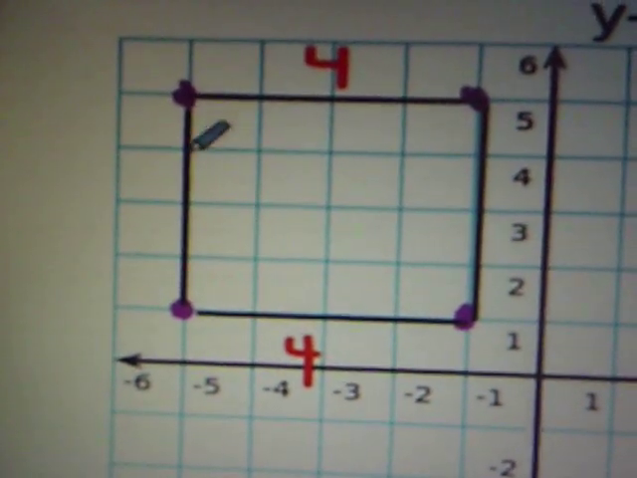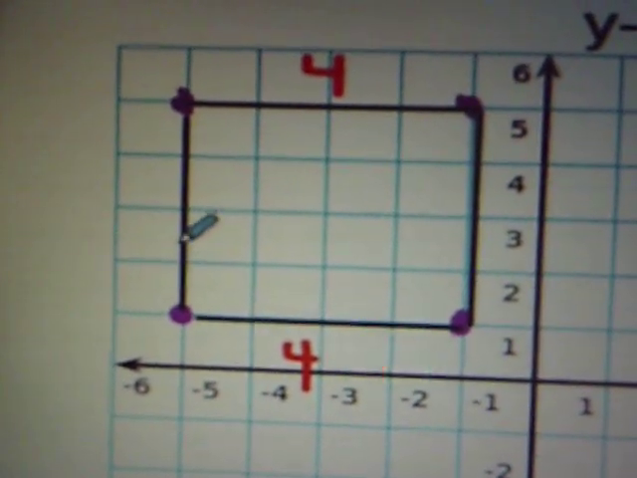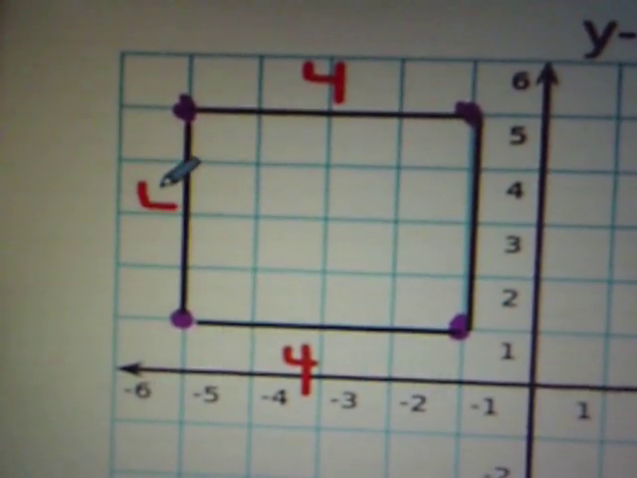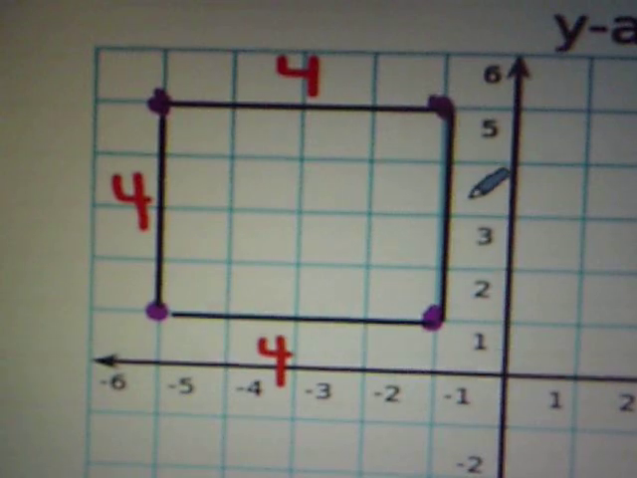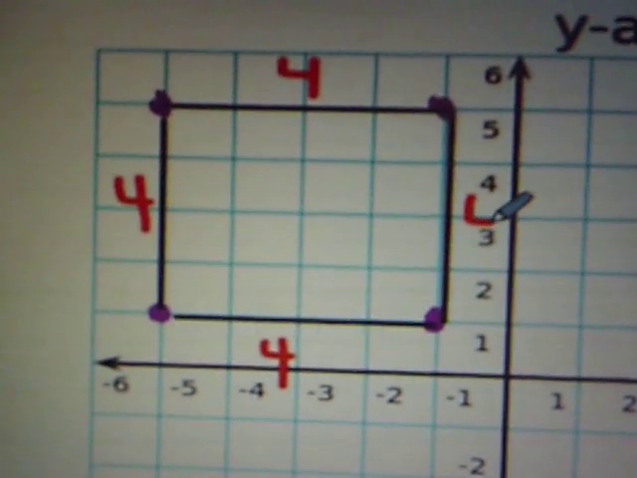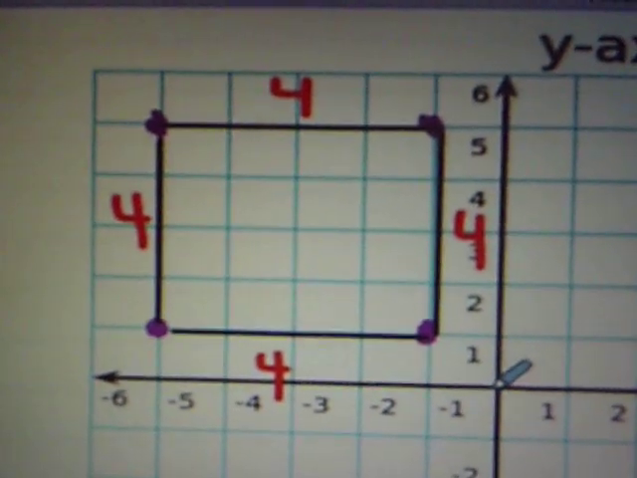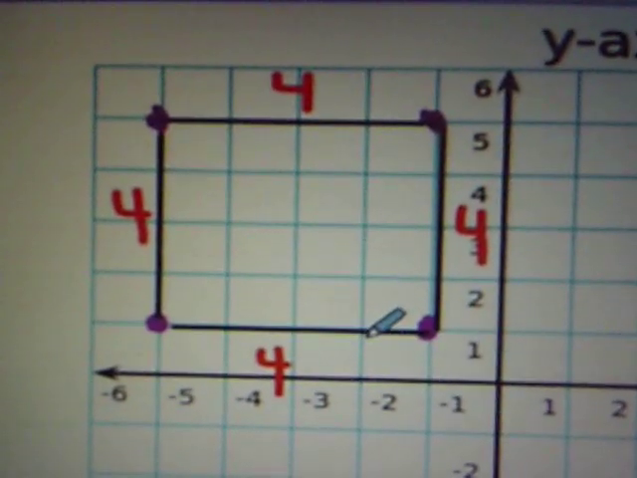And then we must count the height. 1, 2, 3, 4. It ends up that it's also 4. And of course, if that's 4, this side has to also be 4. In this problem, we can say 4 units or 4 squares.